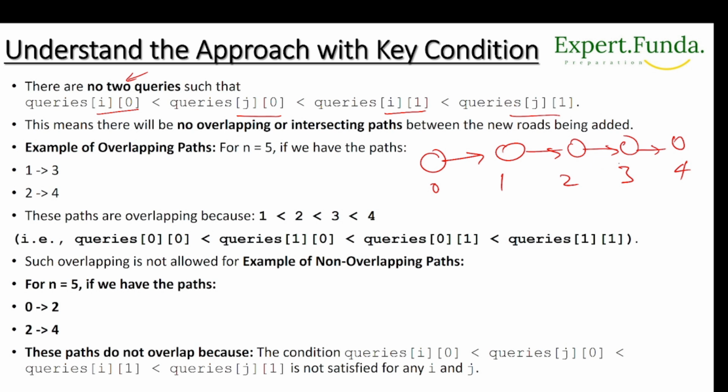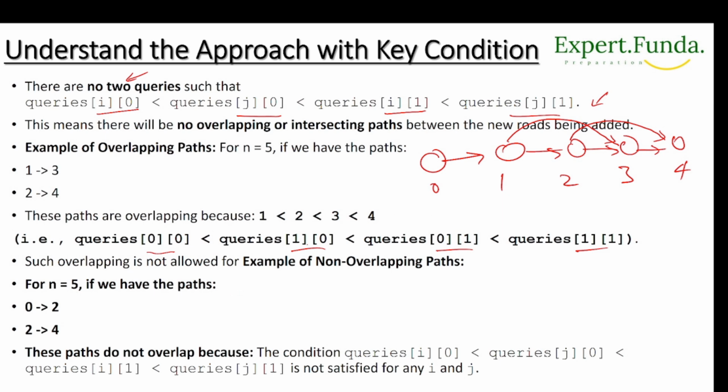So for overlapping paths, let's suppose n equals 5, which means these are the nodes we have been given. If we go from 1 to 3, and somebody wants to go from 2 to 4, then we are overlapping here, right? These paths are overlapping, because 1 is less than 2, less than 3, and less than 4. Such overlapping is not allowed, right?